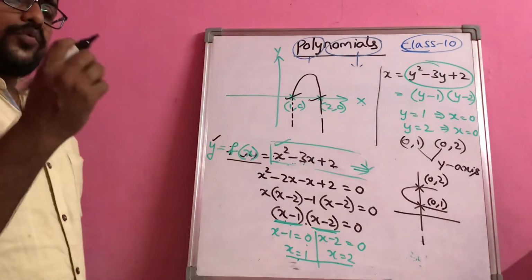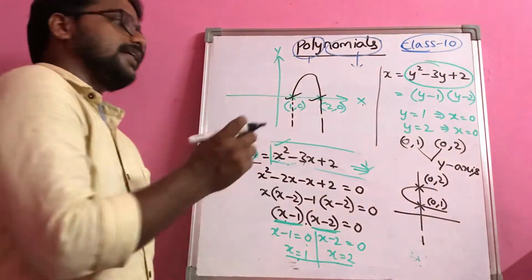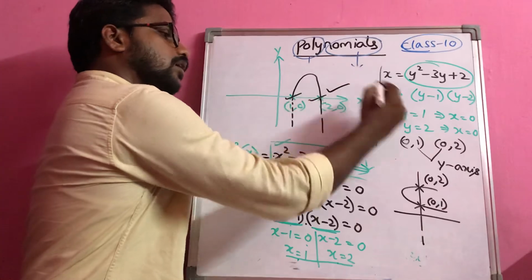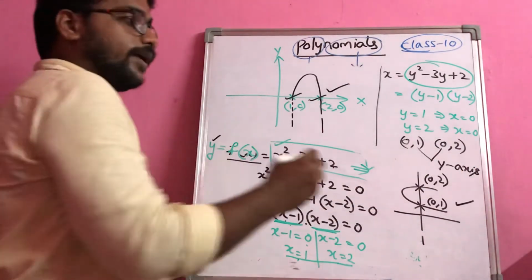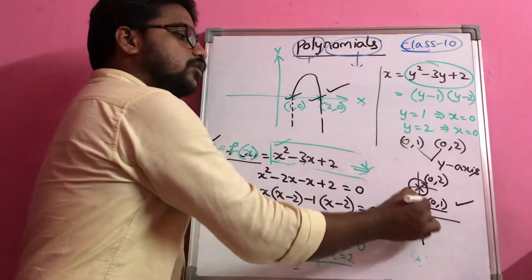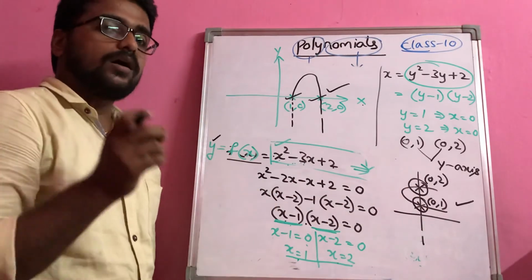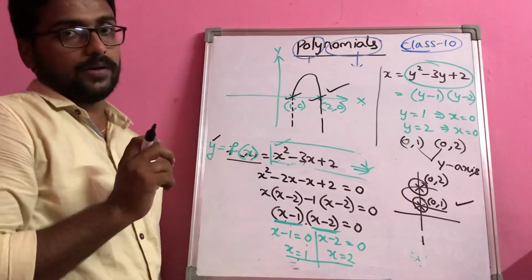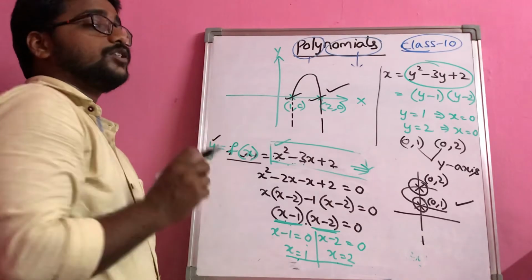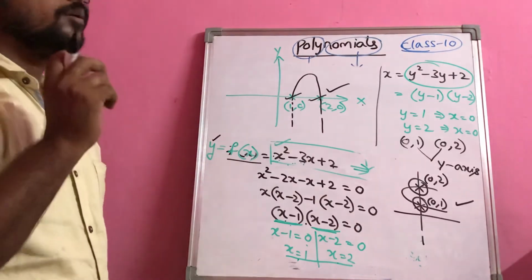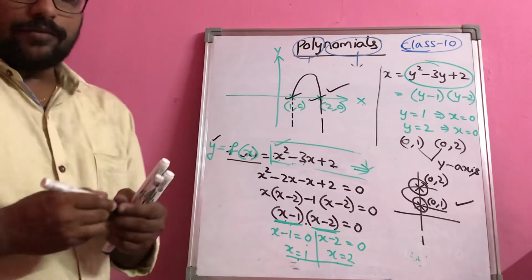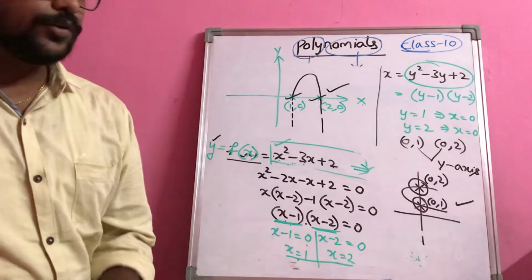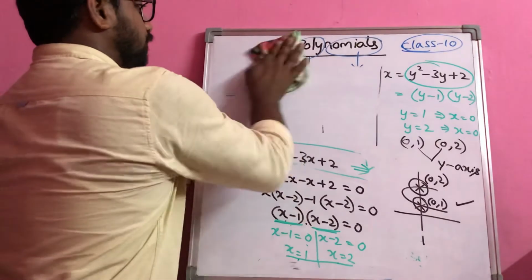So where it is intersecting the x-axis or y-axis, those points are called the zeros of that polynomial, or solutions of that polynomial. So this is called the geometrical definition of a polynomial. Sometimes in our board exam, they will just give you something like this.